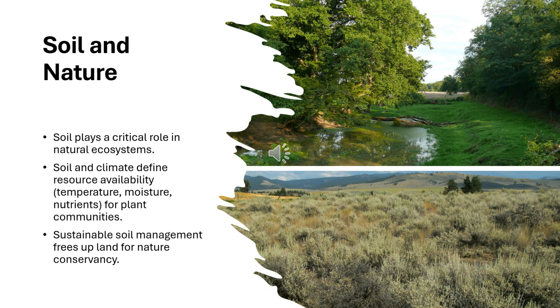So far, we've mainly focused on human uses of soil. But it's crucial to remember that soil plays a critical role in natural ecosystems too. The types of living things that reside in an area depend heavily on soil and climate, right? Temperature and amount of precipitation, as these two factors define the availability of essential resources like temperature, moisture, and nutrients. In any given area, soil moisture and nutrients largely control the nature of plant communities, the base of any ecosystem.